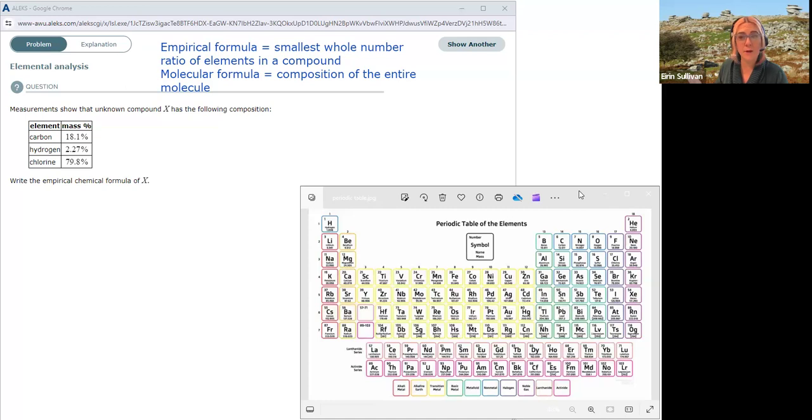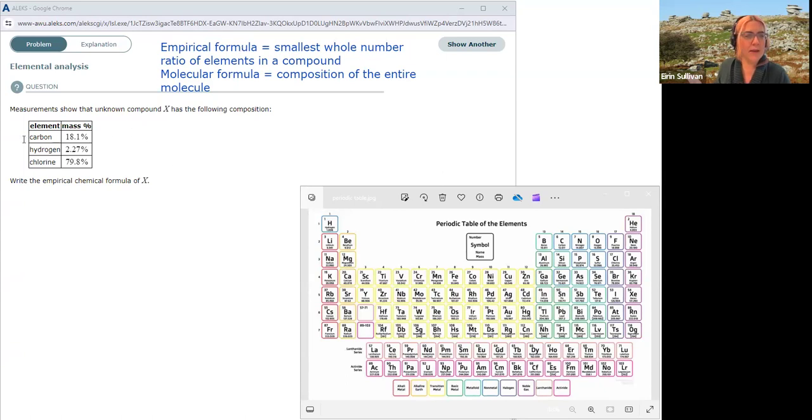So if it's a binary compound with 2 elements, or ternary with 3 different elements, or even 4 or 5 different elements, you can take mass percentages, change them into mass in grams, and then use the molar mass of each of those elements to get the number of moles of each. If you have the number of moles of each element, you can work out the smallest whole number ratio.